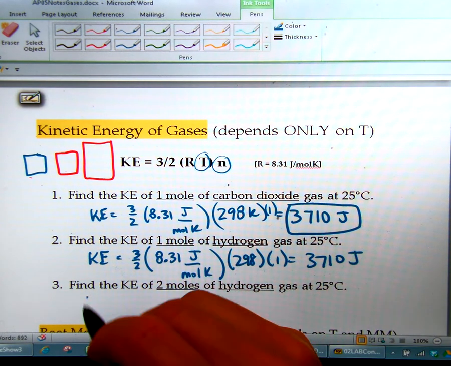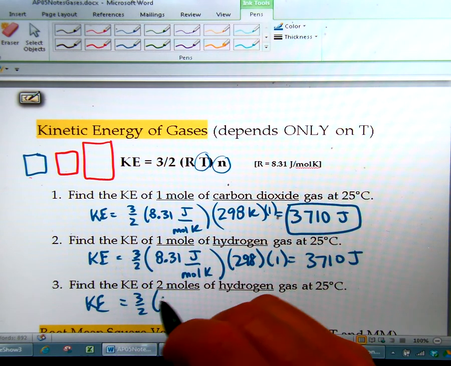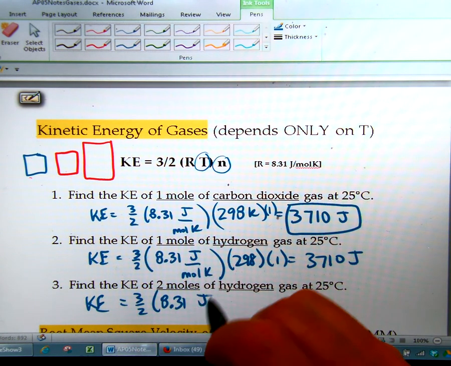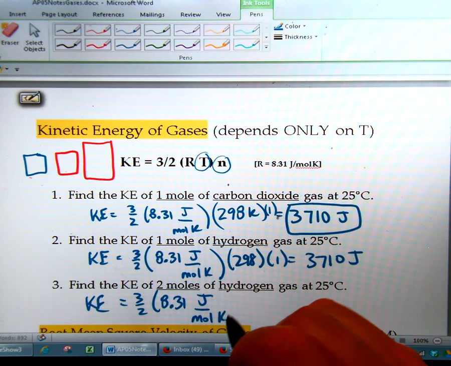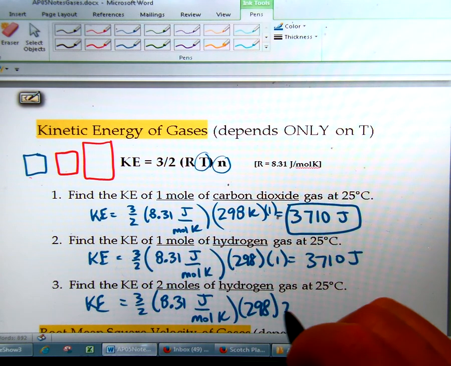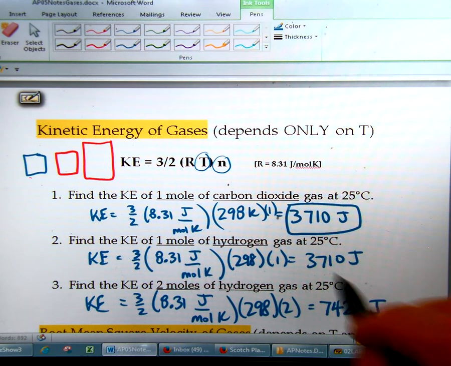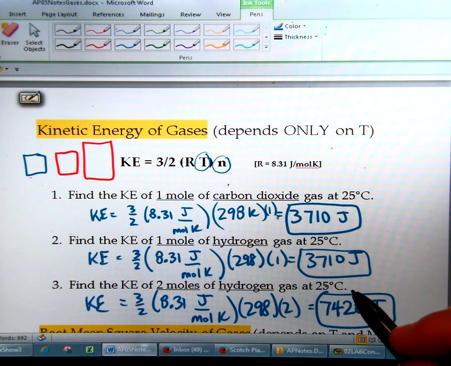But now if you want to find the kinetic energy for 2 moles of hydrogen, it would be the same beginning part right here, but then you would multiply it at the end by 2 moles. So that would be double, which would be 7420 joules. So you see that only temperature and amount of gas affects the kinetic energy of a gas.